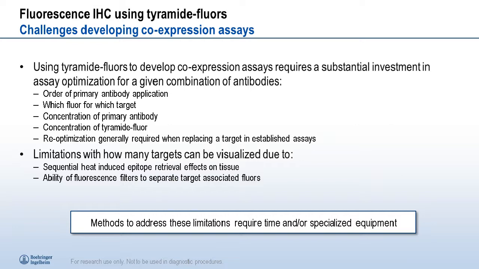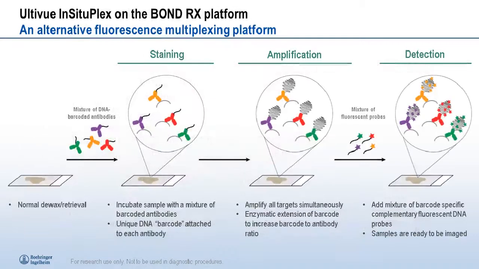So, things like multispectral imaging, which can maybe bring you up to 8 or 9 channels and cleanly separate those channels, or multiplex ion beam imaging. But right now, we were really focused on finding methods that would use the equipment and the infrastructure that we built up using standard fluorescence microscopy whole slide imaging techniques. And this is where we came across, at a conference, the Ultivue platform, the Ultivue InSituPlex platform.